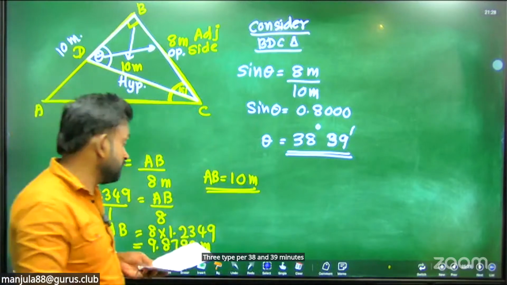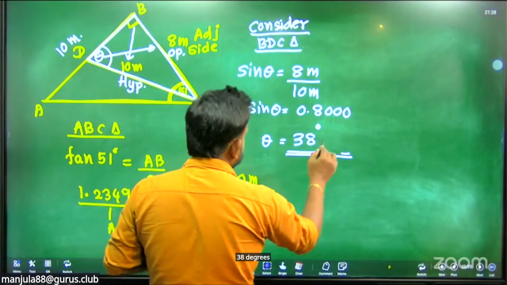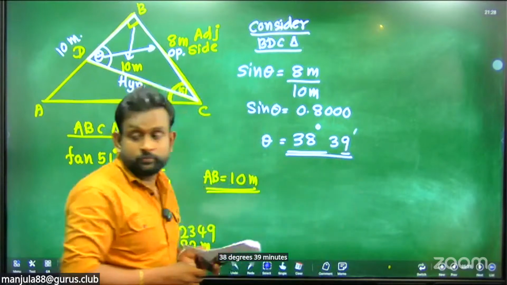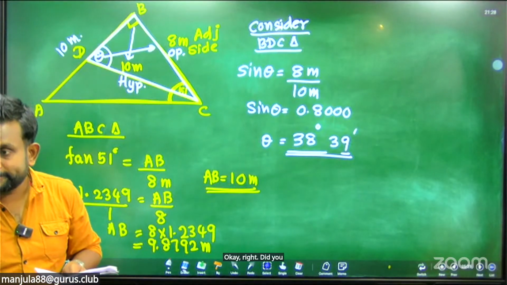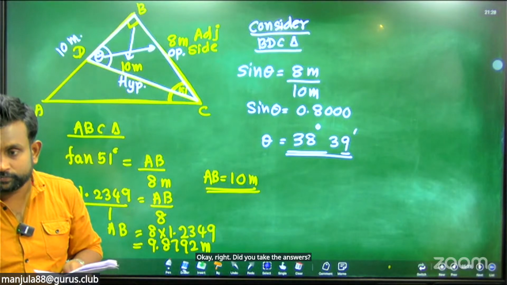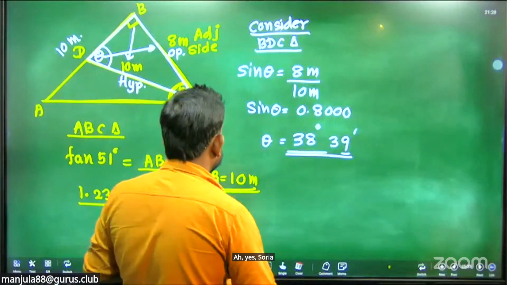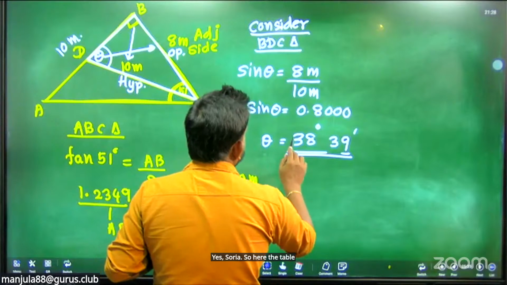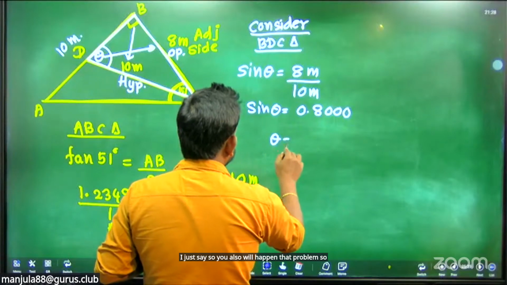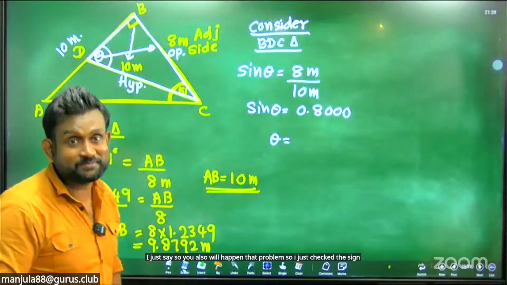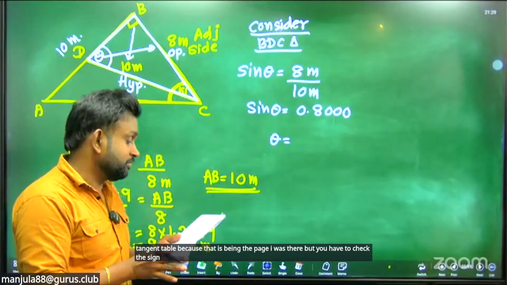Right, hands up those who got this answer: 38 degrees, 39 minutes. Okay, right. Did you take the answers? Yes, sorry, here the table was missing. You may also face that problem. I just checked the sine tangent table, because that was the page I was on, but you have to check the sine table.